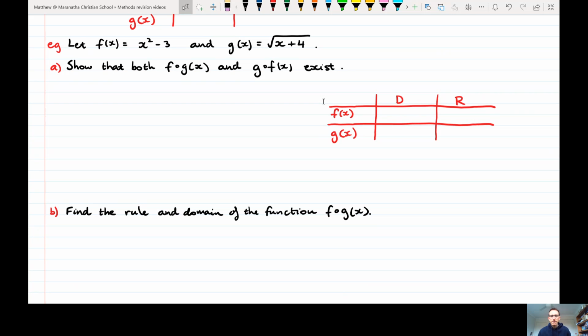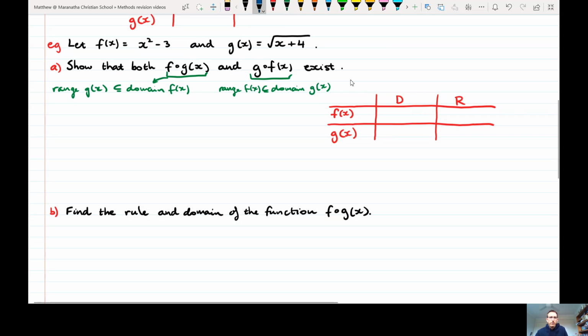Prove it. Okay. Well, first thing I need to remember is that if this one is to exist, then the range of g must be a subset of the domain of f. So I have to prove that somehow. And if this one's to exist, then the range of f must be a subset of the domain of g. So let's find out the domains and ranges and see if we can prove that these two things are true.